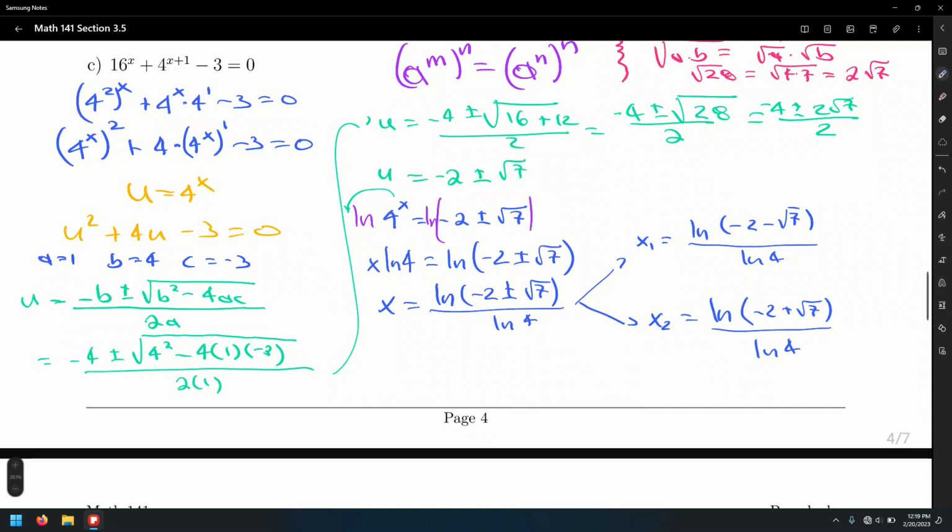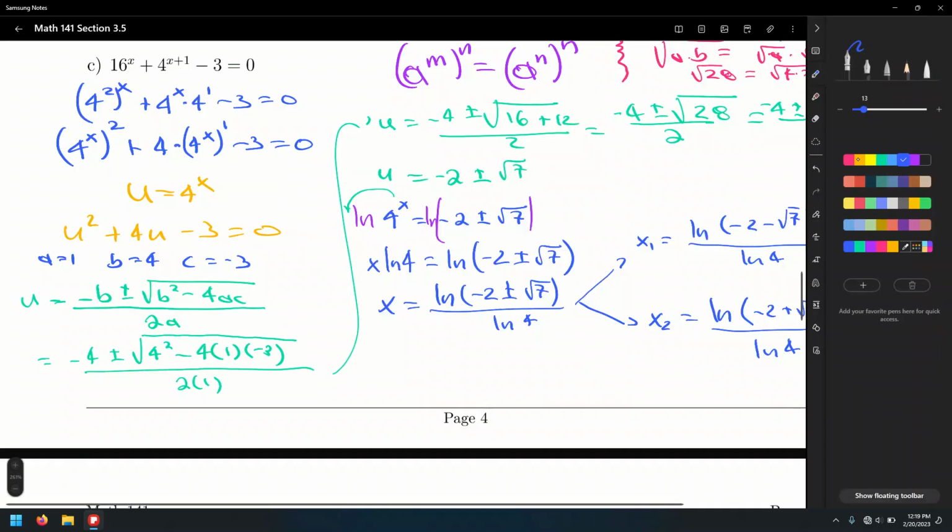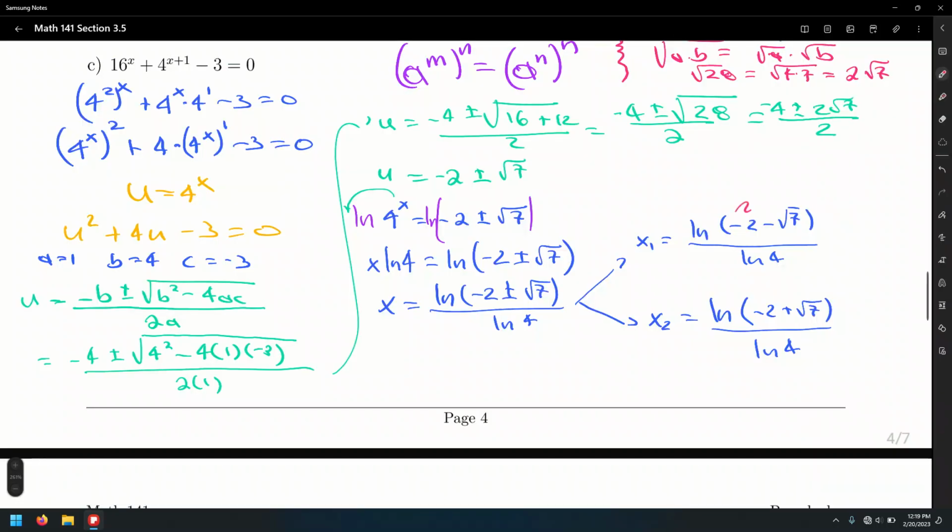Now, let's have a look at these two results more closely. What about x1? Would that be a legit solution? Why not? Well, negative 2, and then keep subtracting to make it even more negative, so we cannot take the logarithm of a negative argument, so we can ditch this result. All right?